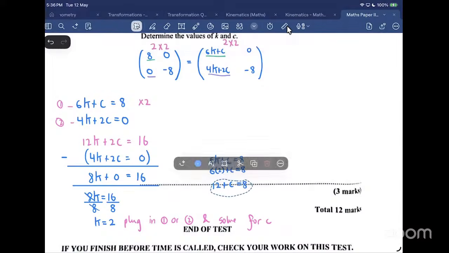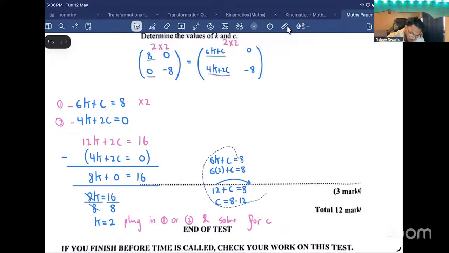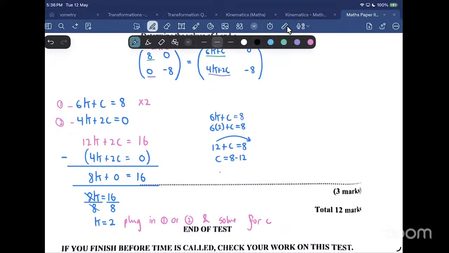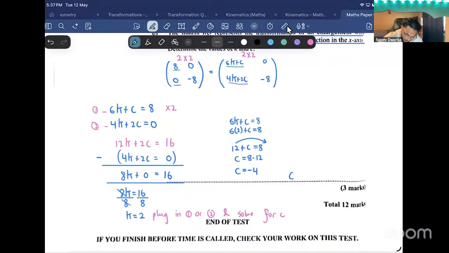You move across the 12, and so C is going to be 8 minus 12. And so C is going to be what? -4. Tough question, but I like it. A nice question. So C is going to be -4, and K is going to be equal to 2.